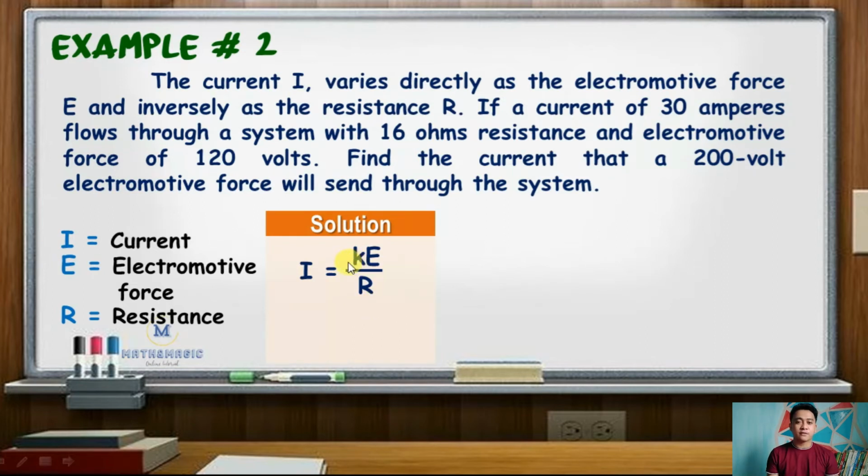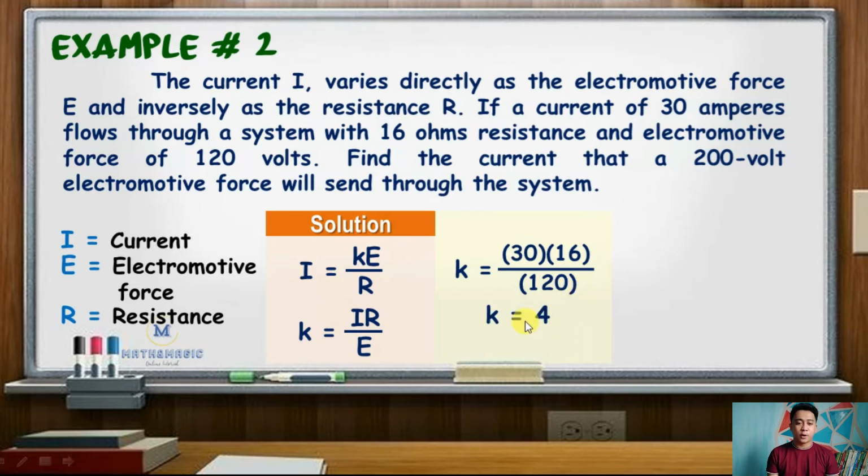Solving for the constant variable K, it will be K equals IR over E. Substituting the given in the first statement, the equation will be K equals 30 times 16 over 120. 30 times 16 is equal to 480. 480 divided by 120, the quotient is positive 4. Thus, the constant of variation is positive 4.